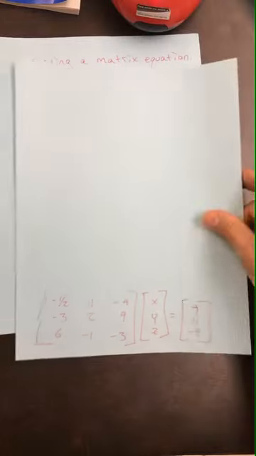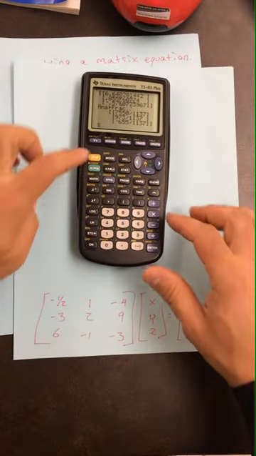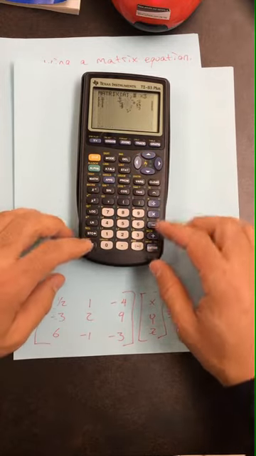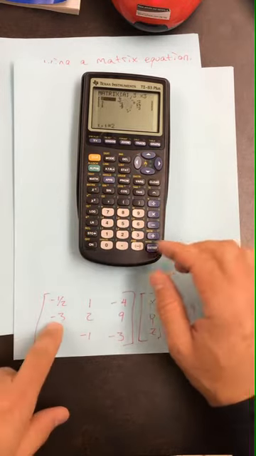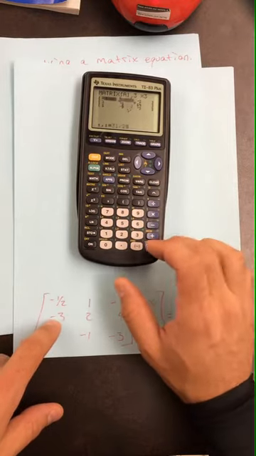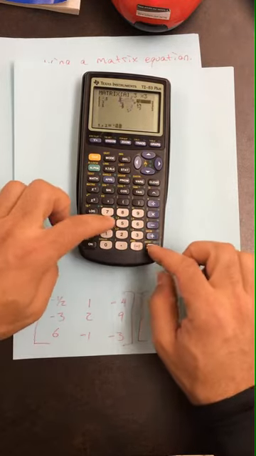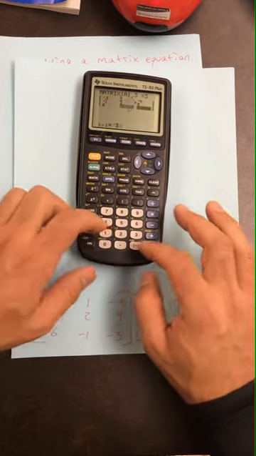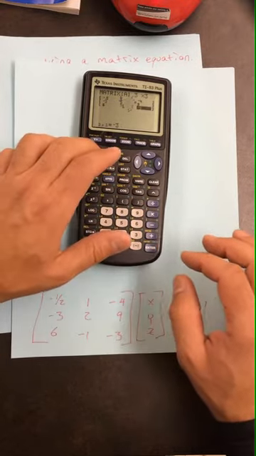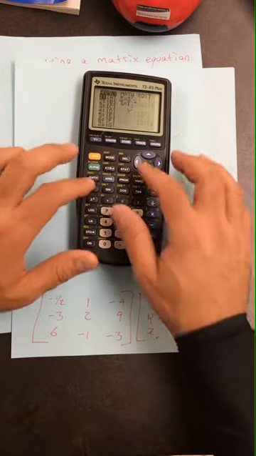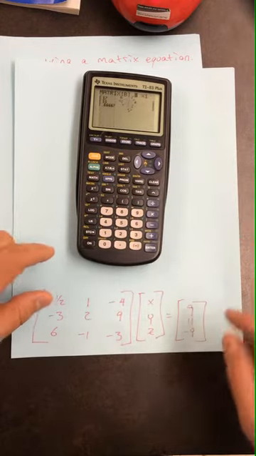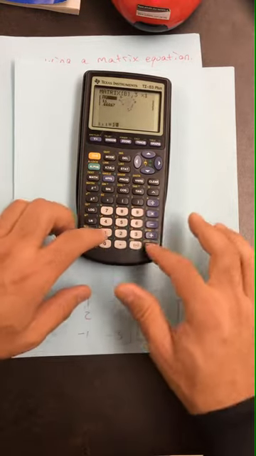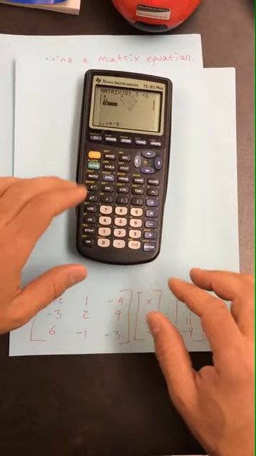I'm going to go on and do the next one, which is this guy right here. So go back into your matrix, go to edit. We're going to edit A. A is still a 3 by 3. We just need to put in our new values. Negative 1.5, 1, negative 4, negative 3, 2, 9, 6, negative 1, negative 3. I'm going to quit, go back into the matrix, edit B. B is still a 3 by 1. The values are 9, 11, and negative 9.